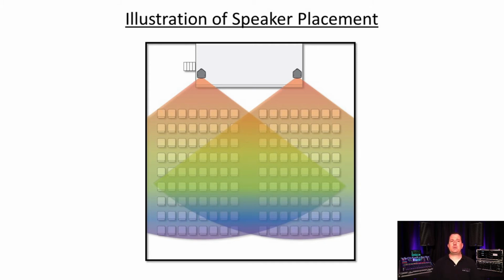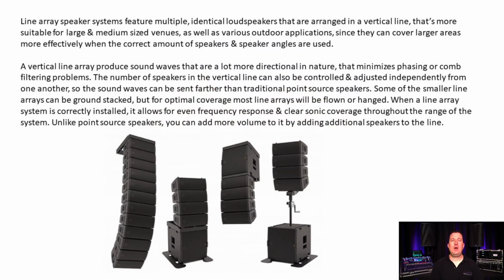If the two speakers were placed next to one another, the comb filtering or phasing would be a lot more noticeable. It is therefore very important to place your speakers correctly to get optimal coverage and the right frequency response out of them. Line array speaker systems feature multiple identical loudspeakers that are arranged in a vertical line that's more suitable for large and medium-sized venues as well as various outdoor applications, since they can cover larger areas more effectively when the correct amount of speakers and speaker angles are used.